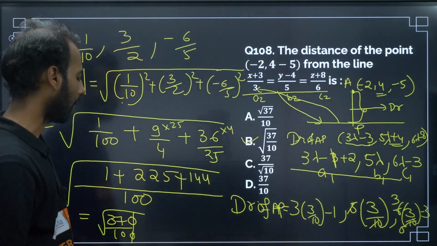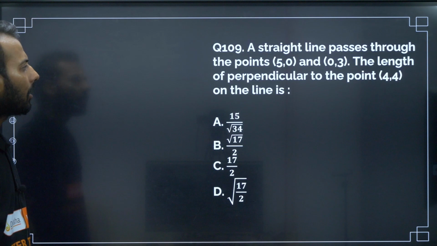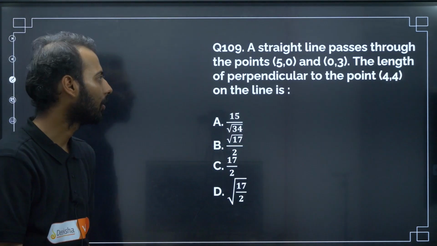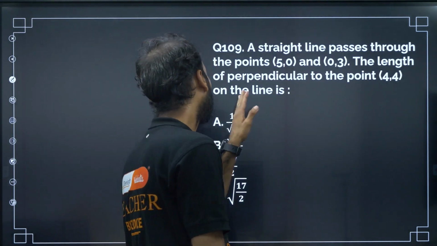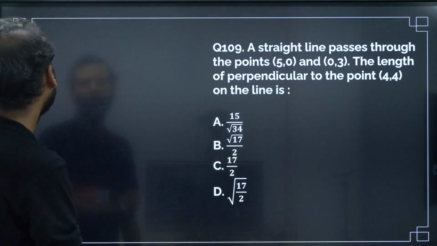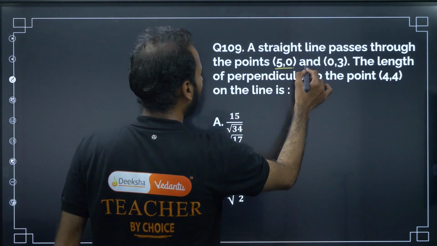Moving to the next question. Straight line passes through the points 5, 0. Straight line questions, so a very easy question. The length of the perpendicular from the point 4 comma on the line is, straight line passes through the points. Two points are given.